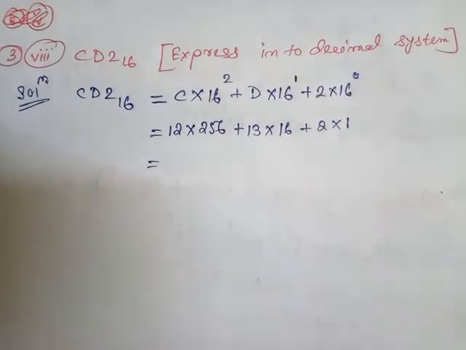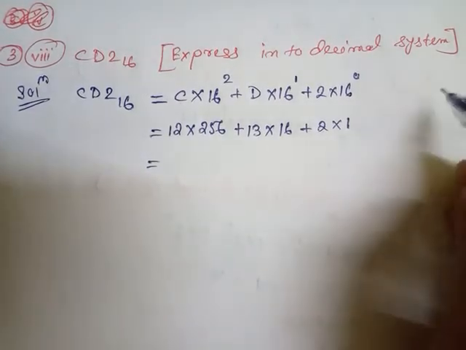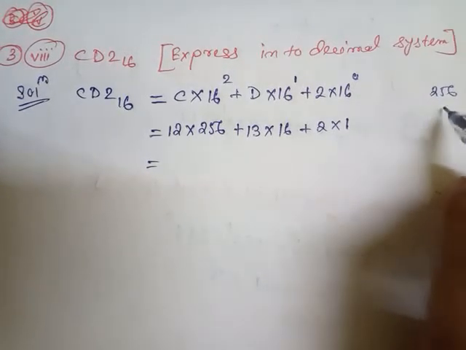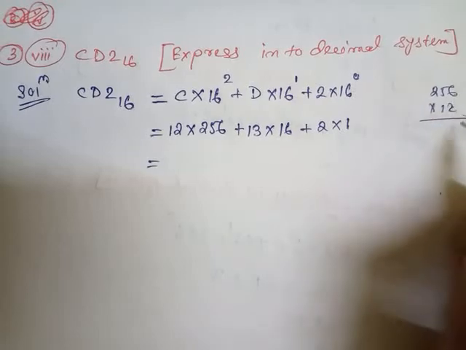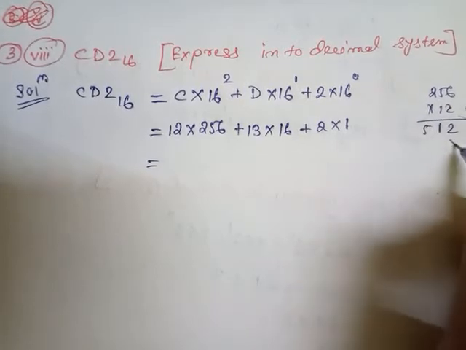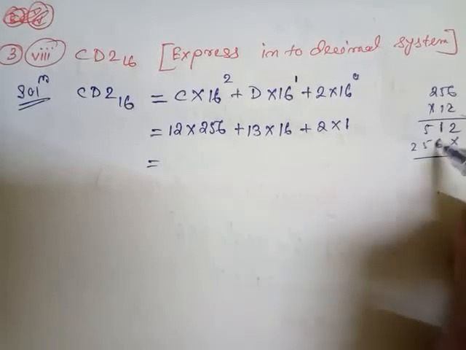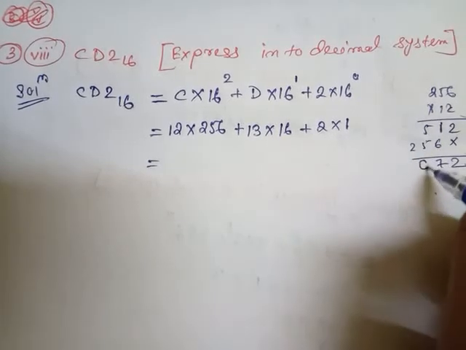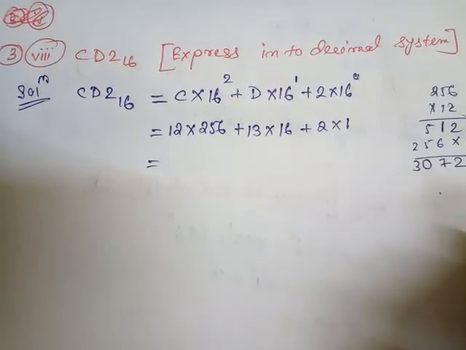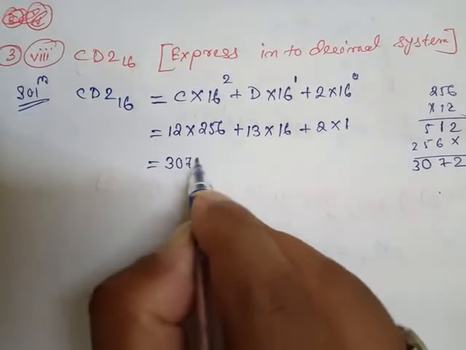Now if we go for the multiplication with 256, look here, 256, then 12. 6 times 12 is 72, carry 7. 5 times 12 is 60, plus 7, 67, carry 6. 2 times 12 is 24, plus 6, 30. So the product is 3072. After multiplying this one, 3072.